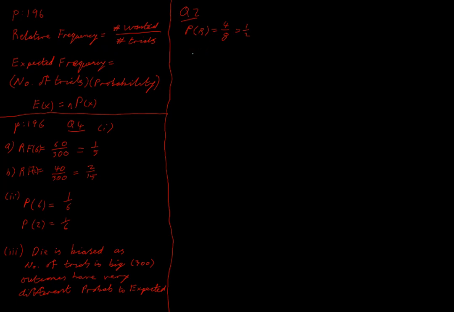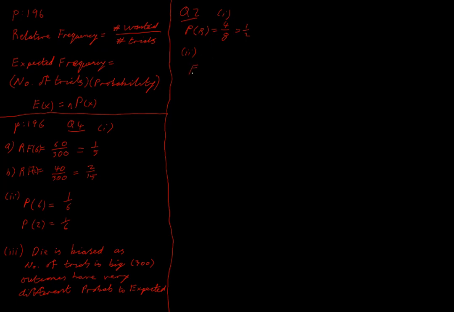Now, part 2. How many times would you expect to select a red ball? Sorry, that was part 1. This is an expected frequency question, but you don't really need the formula. How many times would you expect to get a red ball? Well, I have a probability of 1/2 of getting a red ball each time I run the experiment. So it's going to be 1/2 of the time I would expect to get a red ball.